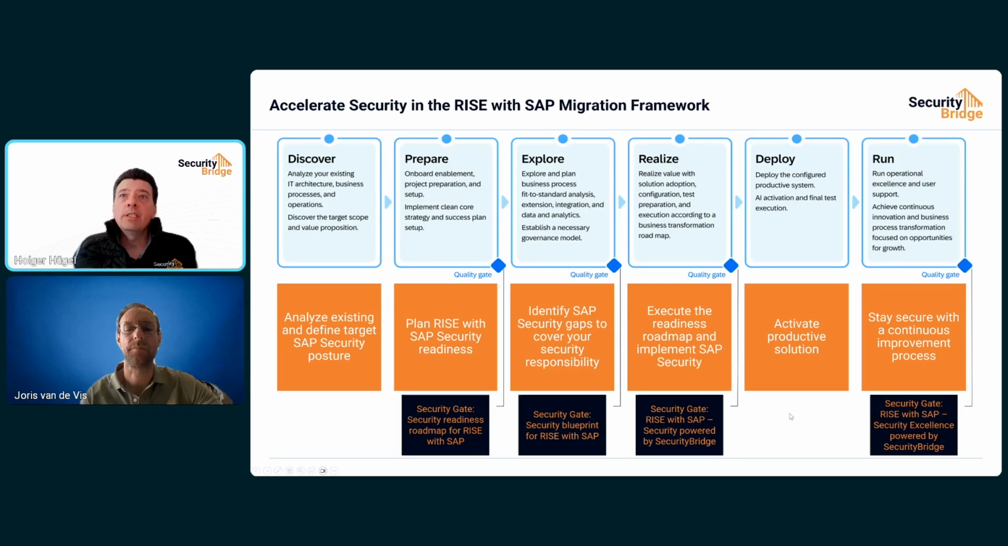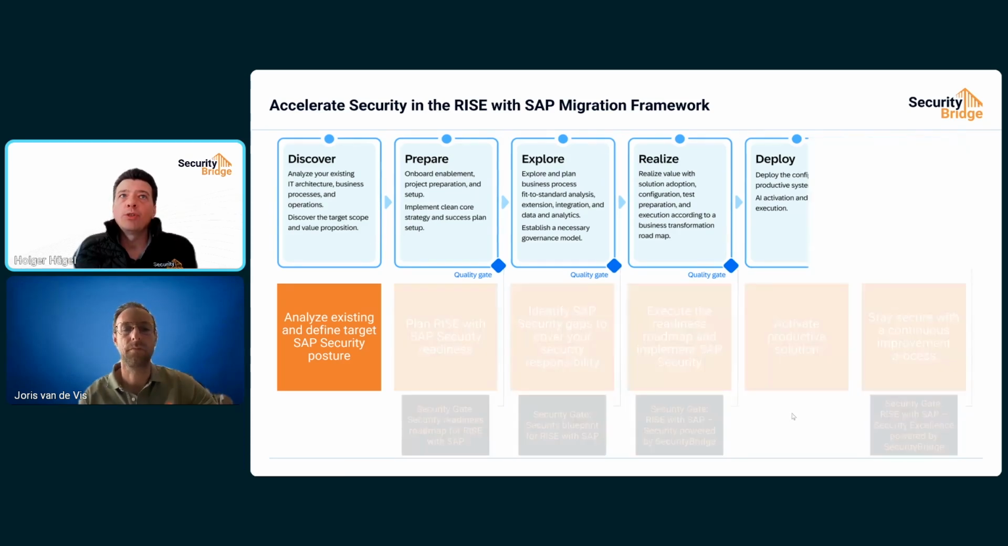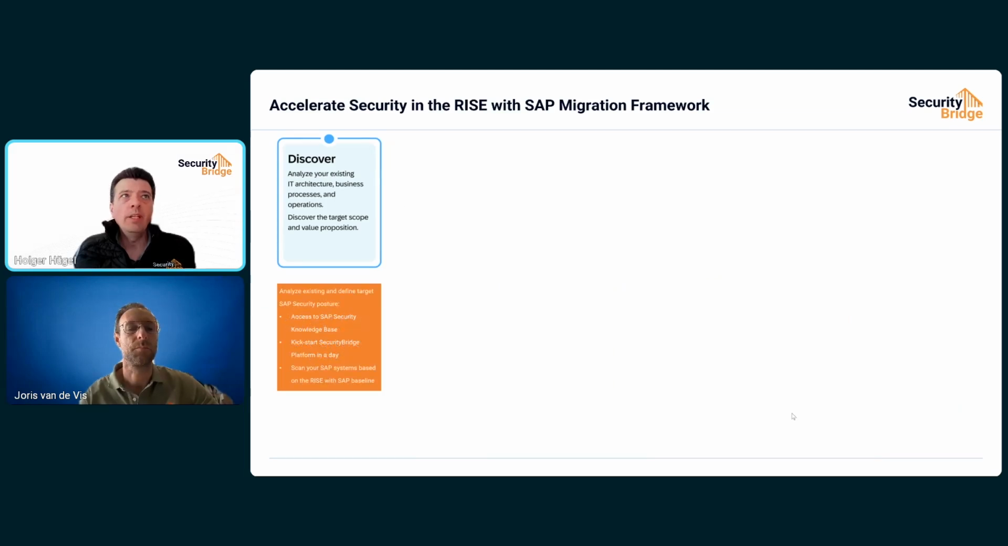Right. Now, this is just the overview. Now we want to get into the details and in parallel also show you those things in the product. Let's look at the first step, discover. Here is the first thing that you do when you engage with SecurityBridge: you will get access to the SAP security knowledge base. It's very important. If you don't have security knowledge within your organization, with us, you get access to the entire knowledge available out there. It's the same thing that we use, and we share that knowledge with you.